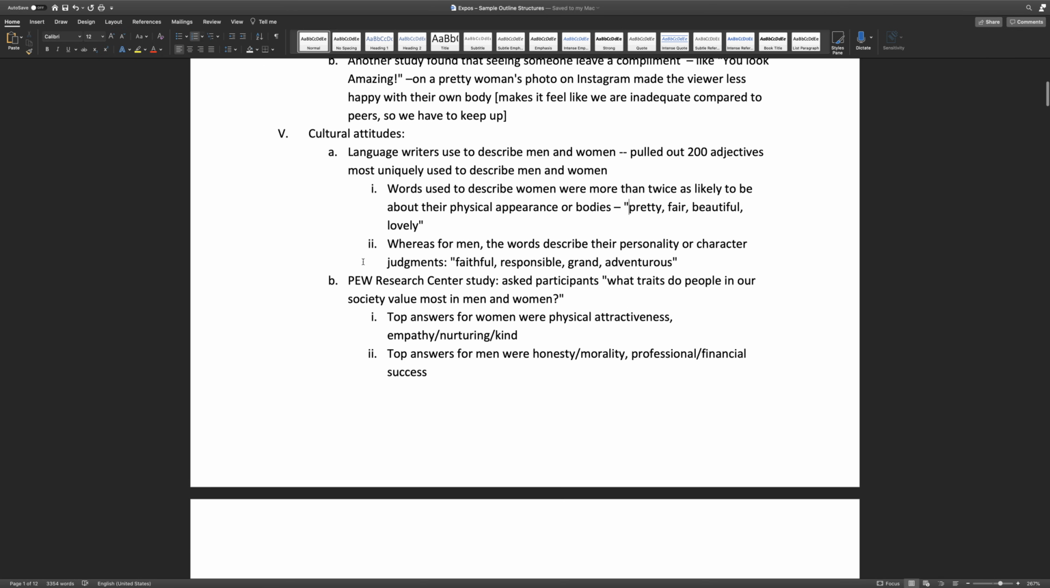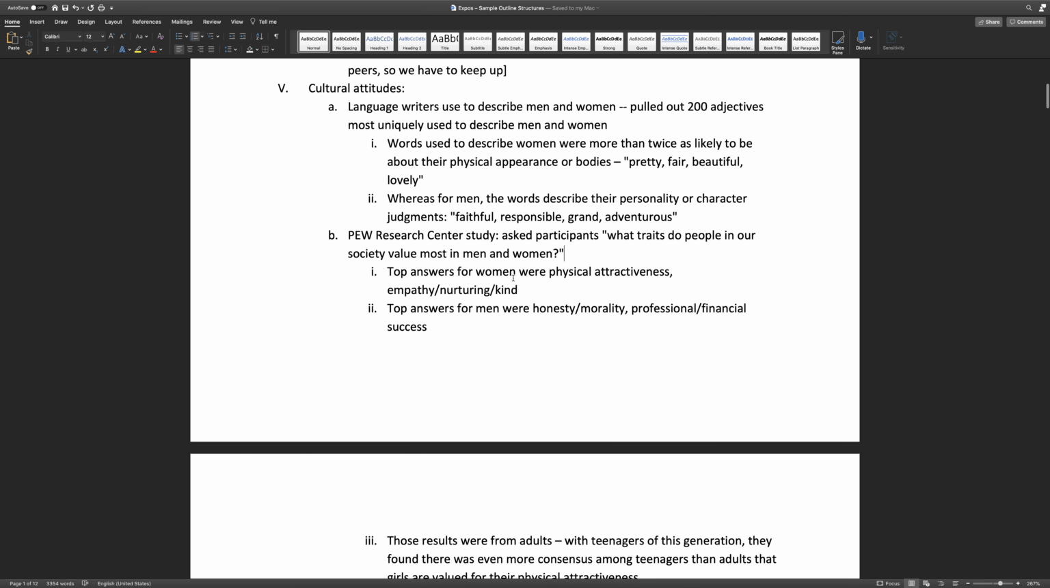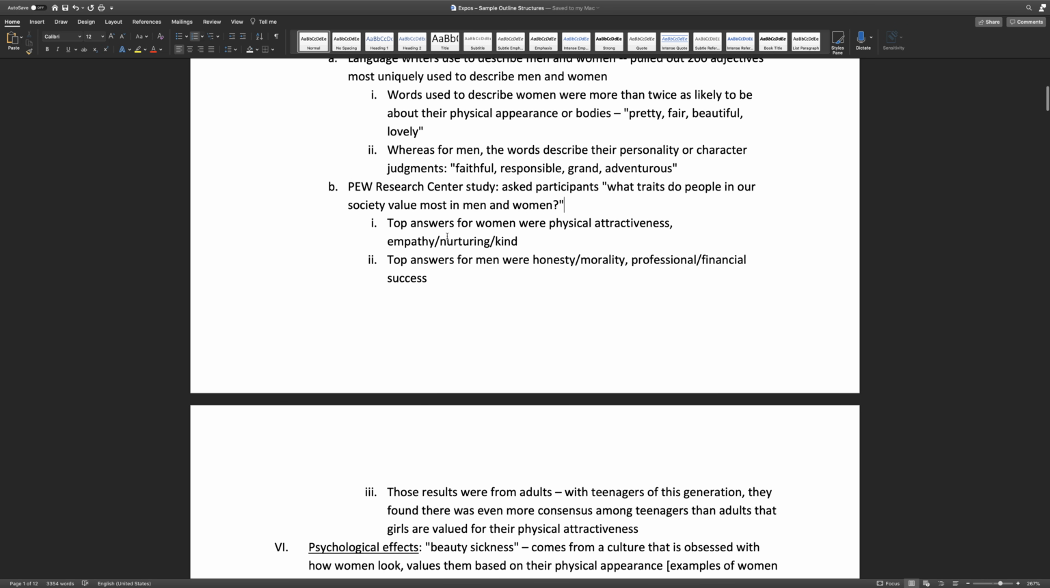And then again, the Pew Research Center study, they bring in a new Pew Research Center study. By the way, Pew Research Center, one of the most qualified sources for studies about polls and opinions, and tracking those amongst participants. So a great place to go look if you want to try to mine that. So anyways, they asked what traits do people in society value most in men and women? And as we'd imagine, right, for women, it was physical attractiveness and empathy, nurturing, kind, whereas for men, it was honesty, morality, and professional/financial success. So kind of cutting along those sexist stereotypes and expectations.